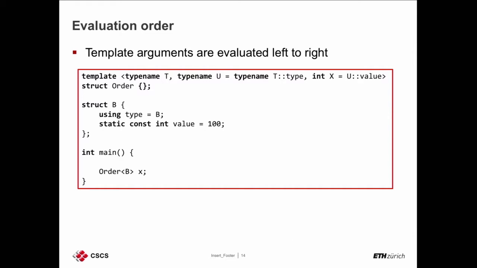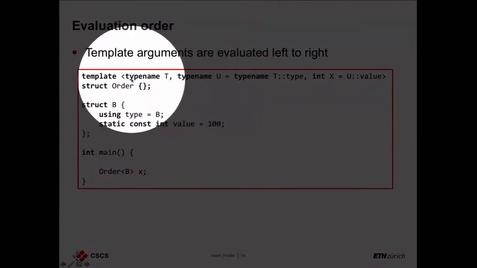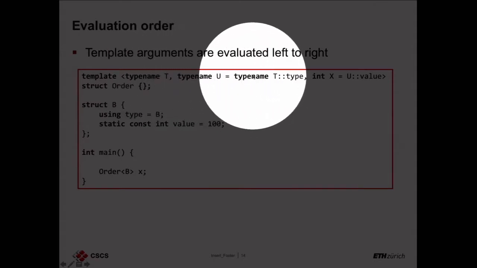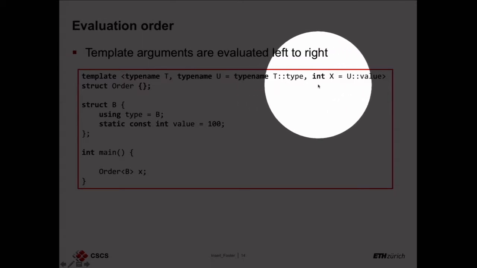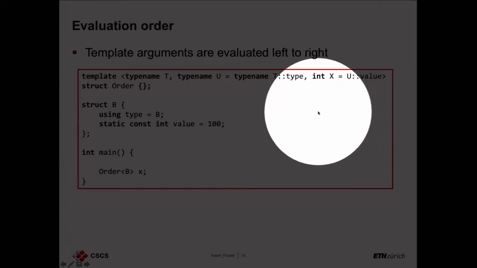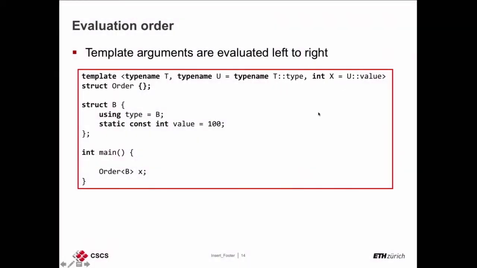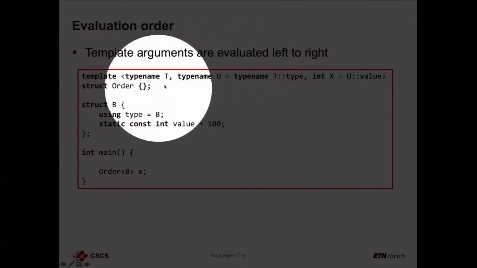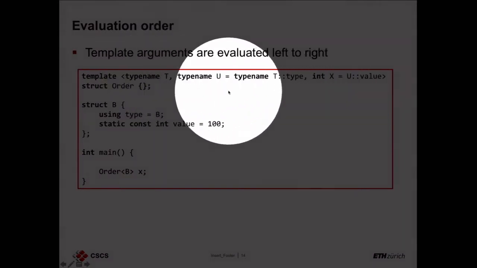Here, the evaluation order of templates goes from left to right. So if I have a class order, which is template typename T, and typename U, which is defaulted to T::type, and X, which is defaulted to U::value, whatever. In this case, this should work, because when I evaluate U, I know what T is. When I evaluate X, I know what U is.